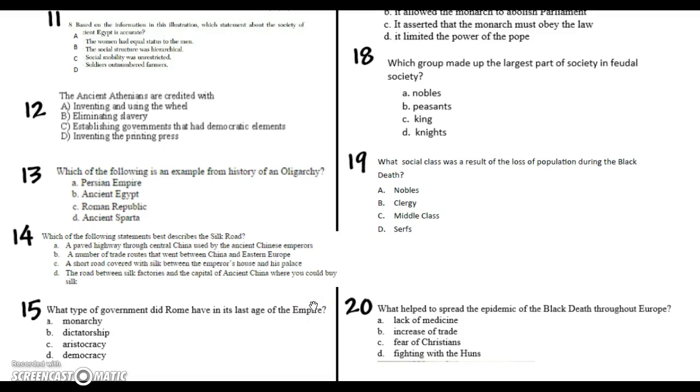Number 15. What type of government did Rome have in its last age of the empire? A. A monarchy. B. A dictatorship. C. An aristocracy. D. A democracy.